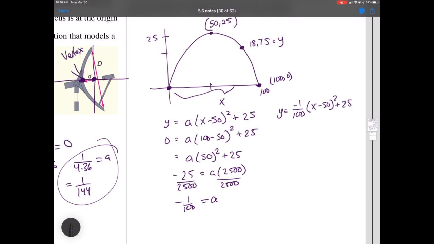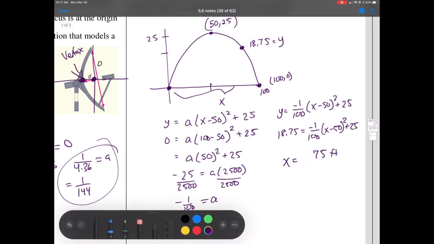Now that I know that, I can set the 18.75 equal to my y. The easiest way to solve this problem would be to plug it into Desmos and find out when it equals, or you can just solve it right out, and the answer is x equals 75 feet.